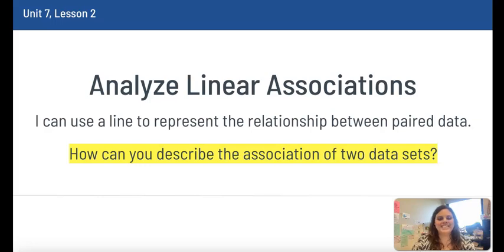Hey y'all, in this lesson we are going to look at analyzing linear associations. By the end of this lesson we want to be able to say that I can use a line to represent the relationship between paired data. So our essential question, highlighted in yellow, is how can you describe the association of two data sets? We've already looked a little bit at this in the first lesson with positive and negative associations.